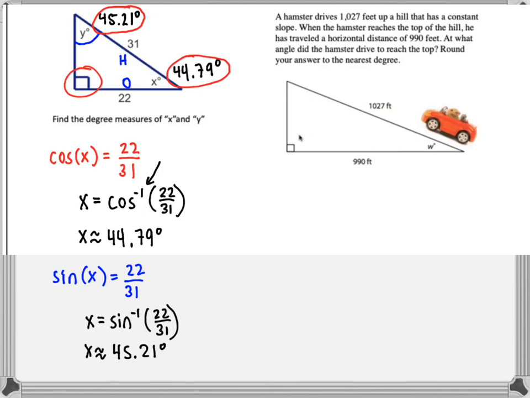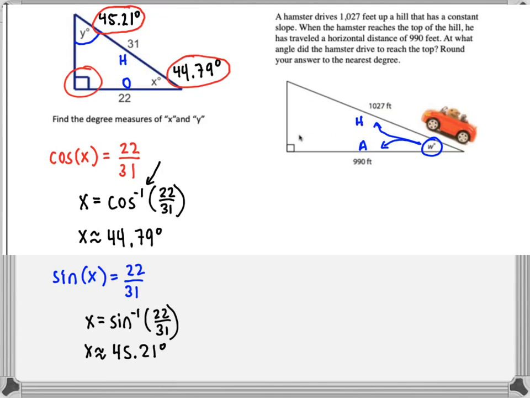We can also take a look at a way that we can solve some word problems here. Basically, a hamster is going to drive up a 1,027-foot hill that has a constant slope. When the hamster reaches the top of the hill, he has traveled a horizontal distance of 990 feet. At what angle did the hamster have to drive to reach the top? So we're going after W, and it looks like we're going to be using the adjacent side and the hypotenuse again.